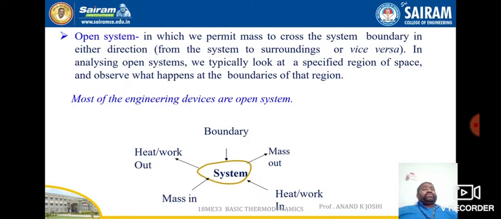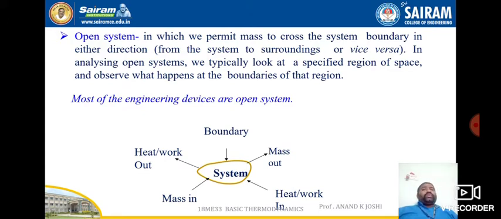A piston cylinder arrangement is one example of a closed system. Suppose you take a piston cylinder arrangement containing 1 kg of gas, and you are giving heat to the gas. There is no change in mass, only energy is interacted from the system to the surroundings and from the surroundings to the system. Such a system we call a closed system.